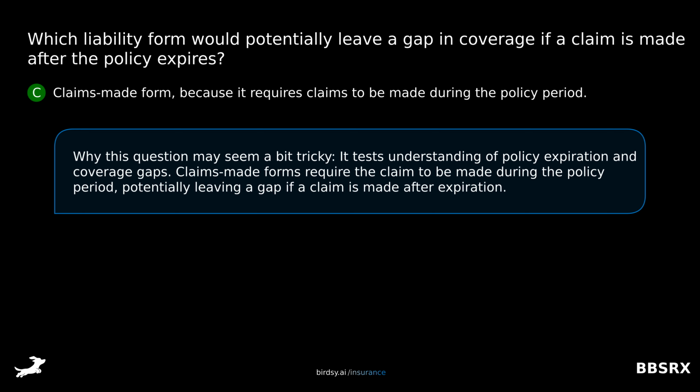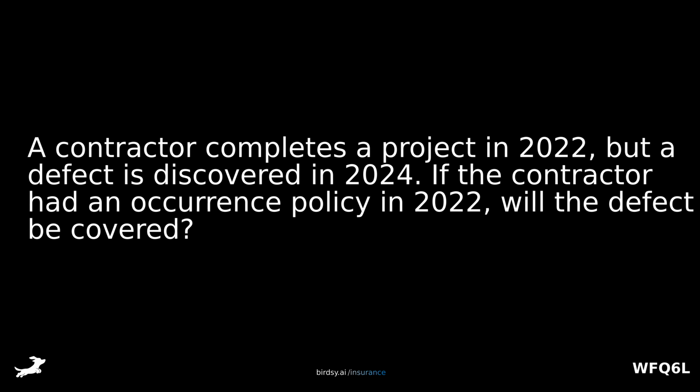Why this question may seem a bit tricky: it tests understanding of policy expiration and coverage gaps. Claims-made forms require the claim to be made during the policy period, potentially leaving a gap if a claim is made after expiration. A contractor completes a project in 2022, but a defect is discovered in 2024. If the contractor had an occurrence policy in 2022, will the defect be covered?